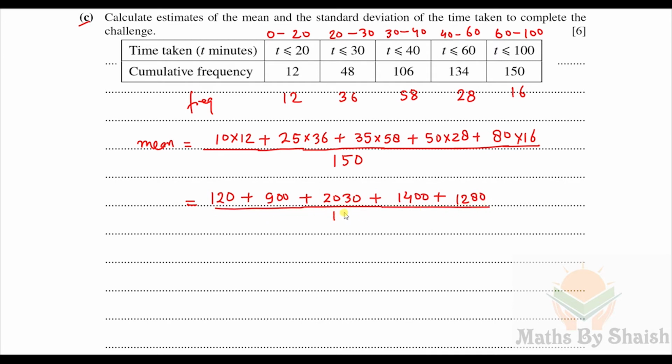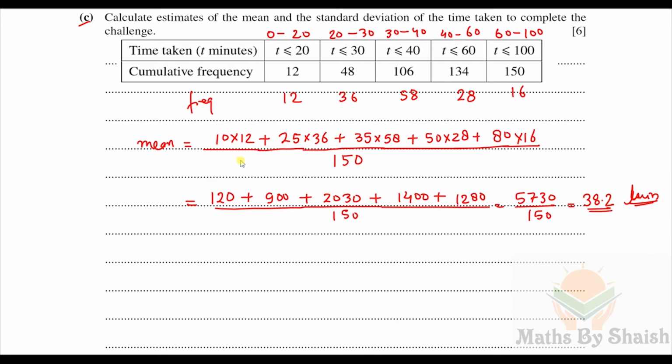150, so it is going to be 5730 divided by 150, which is 38.2, or in the fraction, doesn't matter. So 38.2 minutes is the mean time.